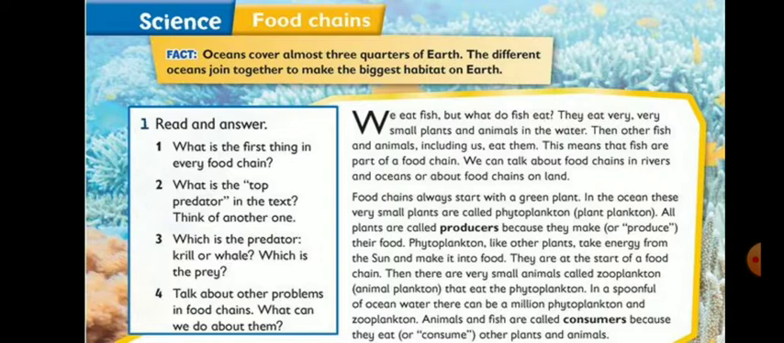In a spoonful of ocean water, there can be 1,000,000 phytoplankton and zooplankton. Animals and fish are called consumers because they eat or consume other plants and animals. Read and answer. These questions you can answer at home. So please take a quick read of those questions and try to answer them. If you can't answer them, no problem. We will answer them with you after the tutorial. Let's continue.